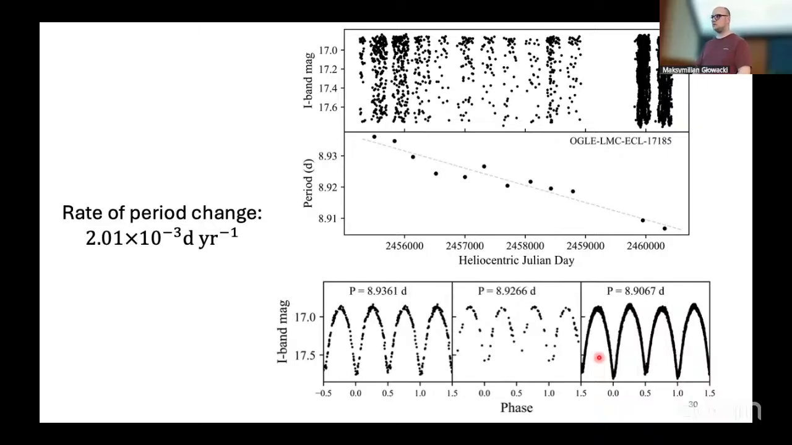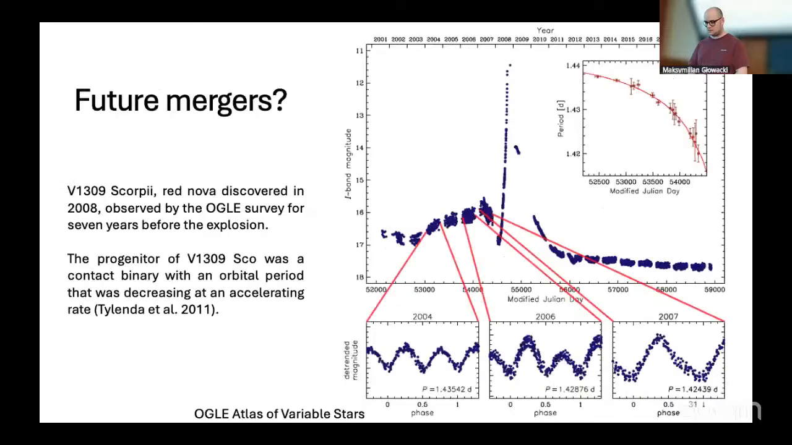Why are objects with variable orbital period interesting? The idea is that maybe they are future mergers. There was a star V1309 Scorpii, which was a red nova discovered in 2008. However, before its discovery as a red nova, it was actually observed by the OGLE survey for 7 years before the explosion. What we noticed is that this object was significantly changing the orbital period, and the orbital period was decreasing, the same as in our case, with a slightly higher rate than in our case, but the difference is not very big. And we see that also the morphology of the light curve changed over time.